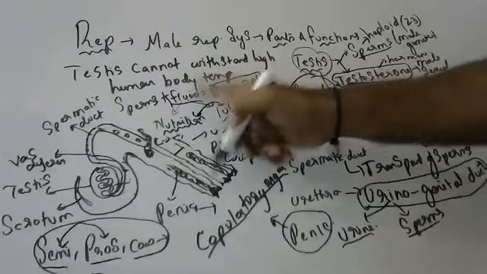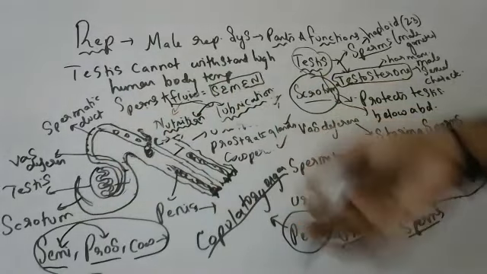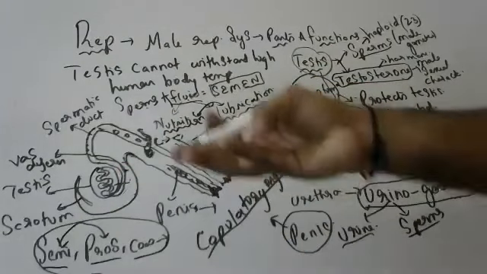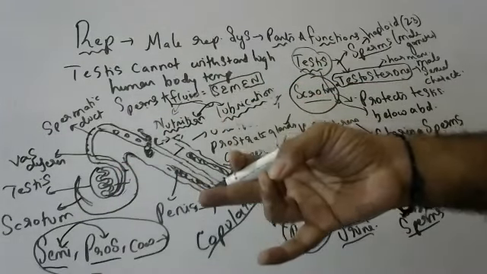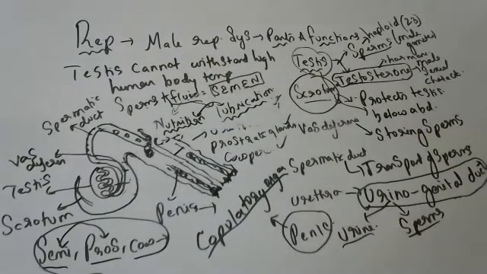Who is secreting these fluids? Seminal vesicles, prostate glands, Cowper's glands. So these are the things we have studied, children. Once in a nutshell, all the parts and their functions, children.